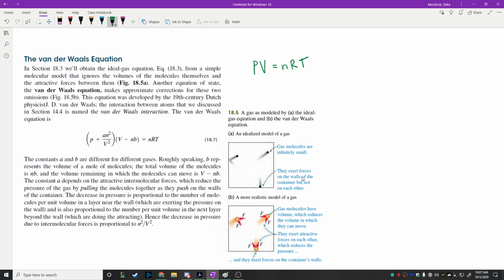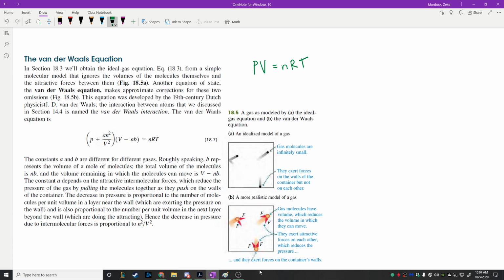The realistic model of the gas means that the gas molecules have some volume. They have a size, which reduces the volume in which they can move, right? So they could be bumping into each other a lot. They exert attractive forces on each other, which also reduces the pressure. So since they're attracted to each other, they're not going to exert nearly as much force on the walls, though they still exert forces on the container walls. They do in both cases, though. Okay, so we've already done this stuff.